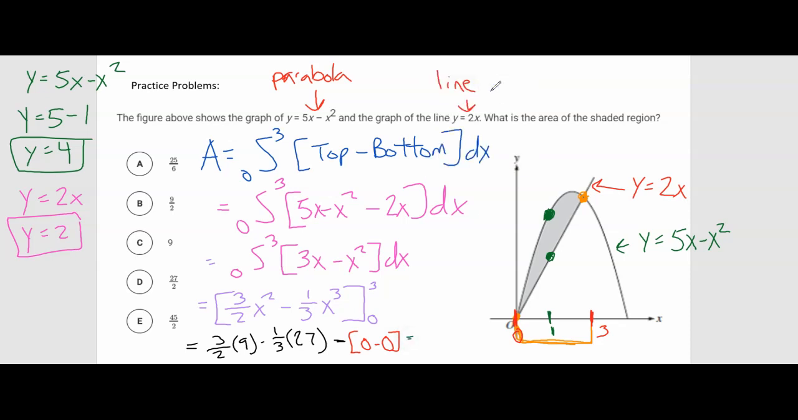If I simplify, I get 27 over 2 minus 9. That is going to give me 4.5. I'm running out of room, so I just kind of did that in my head. 4.5, which is equal to 9/2. So that would be B in this case.